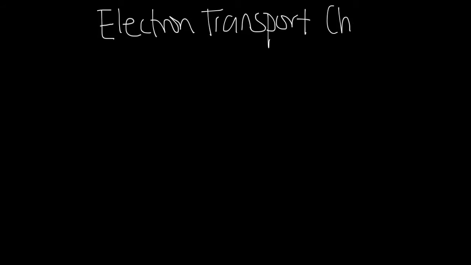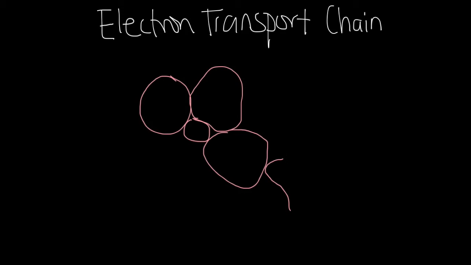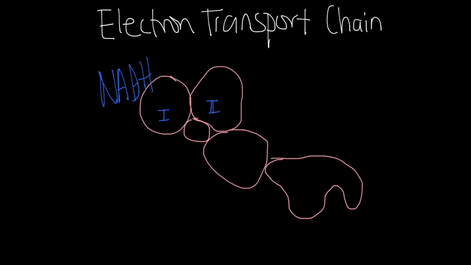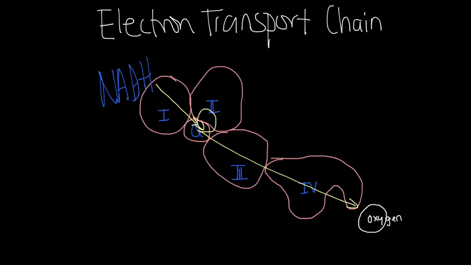The final step is oxidative phosphorylation, which includes the electron transport chain and chemiosmosis. The electron transport chain accepts the electrons from the electron carriers FADH2 and NADH. The electrons travel through protein complexes 1 through 4, being accepted and donated all the way to oxygen, which is the final electron acceptor. As oxygen accepts electrons, hydrogen attaches to it, creating water.